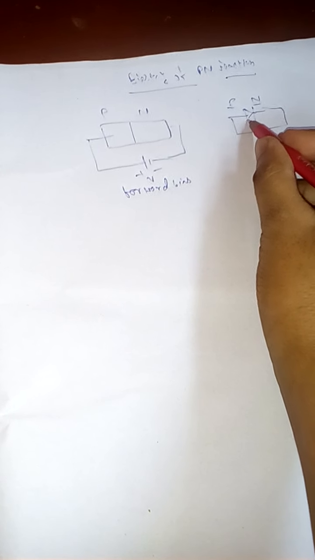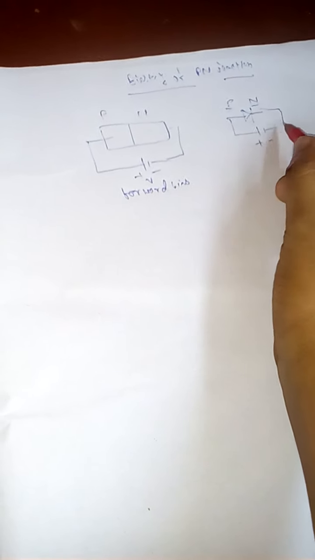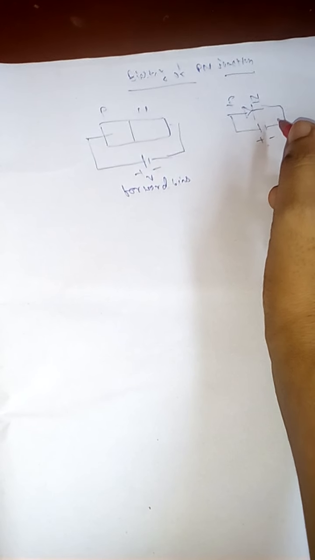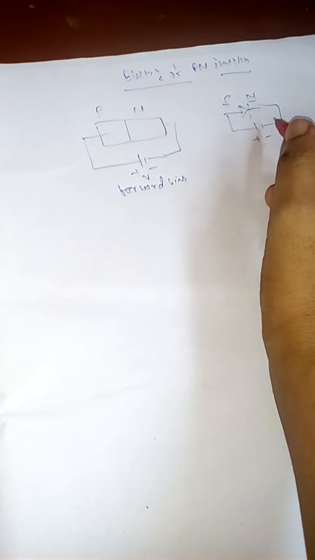If we draw symbolically, this is P, this is N of a diode, and the positive and the negative terminal. So this means the positive terminal of the voltage source is connected to the P side and the negative terminal is connected to the N side. A large amount of current flows through the junction under this condition.